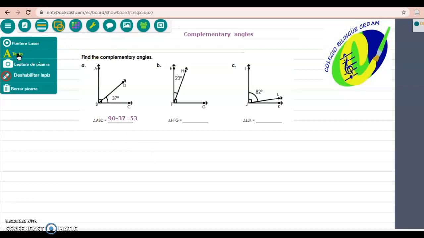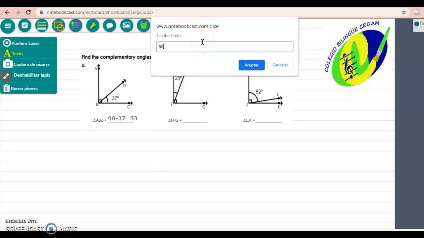We're going to write 90 degrees minus 23, that is the value that we have in here, and then we're going to do the operation. If you want, you can do the operation in this moment. 90 minus 23, and the answer is, excellent, 67.